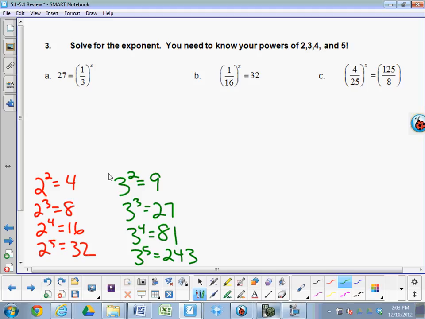Okay? Next, powers of 4. 4 squared. 4 cubed is just 16 times 4. 4 to the 4th is 256, and that's about it.